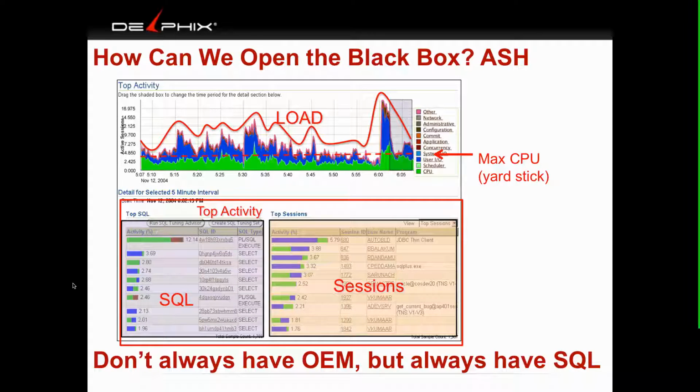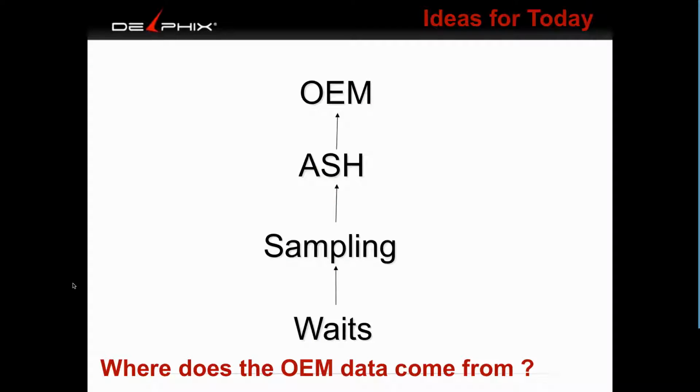But we don't always have OEM. So where's OEM getting this data from? This is where it comes from. It's based on the wait events, which we capture using a process called sampling. That becomes active session history. We display it in Enterprise Manager in top activity in a value called AAS, or average active sessions, which is the load on the database.